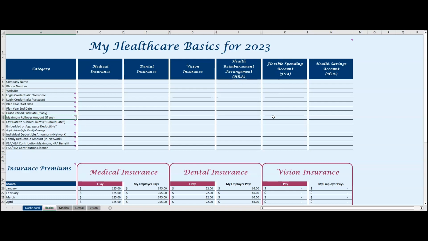But this is a really great feature because if you didn't use all of your FSA funds, they could roll over to the next plan year to be used in 2024.